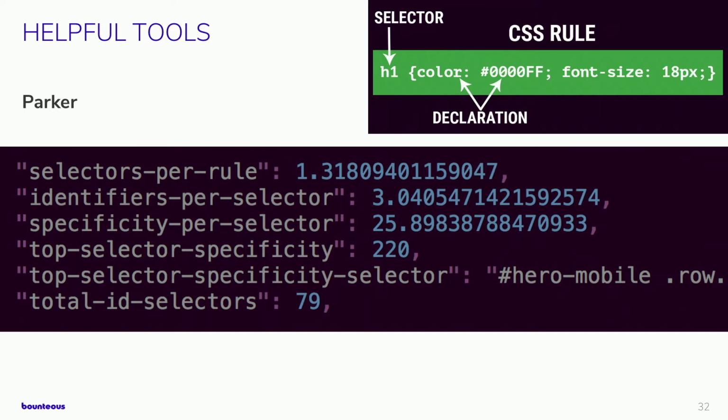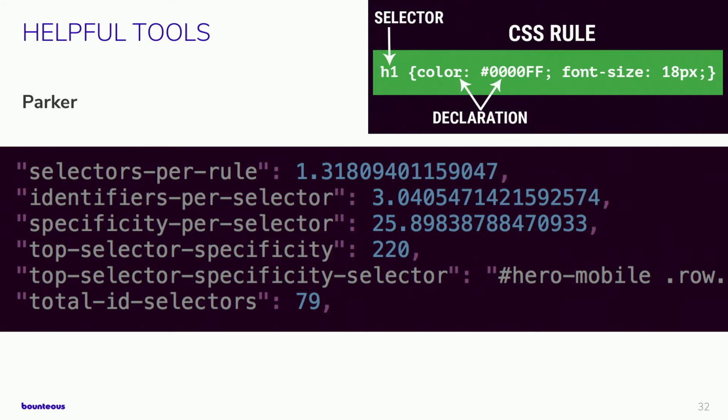Next, your identifiers per selector should be between 1 and 2. Anything higher than 2 means that we're being really specific with that CSS rule. Therefore, we're limiting the ability to reuse our styles. So remember, identifiers are not IDs. It's the measure of the parts of the selector. The next thing I want to talk about is specificity. It's a very hard word to say. I practiced all night. Specificity.